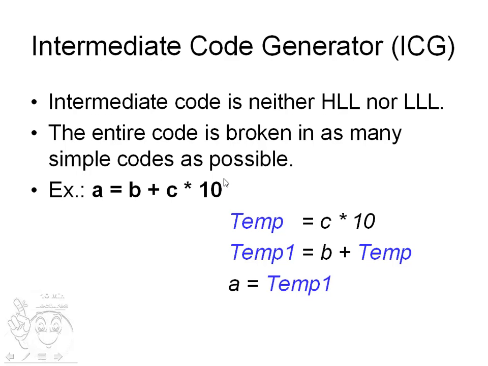So c into 10, it is stored in temp, some temporary variable or a register. Now this temp is used here, so that plus b, so this entire thing is in the temp, that plus b, that is in temp 1 position or some register or some memory location. That temp 1 content is assigned to a. So this entire one statement is split into 3 intermediate codes. So this is the task of intermediate code generator.